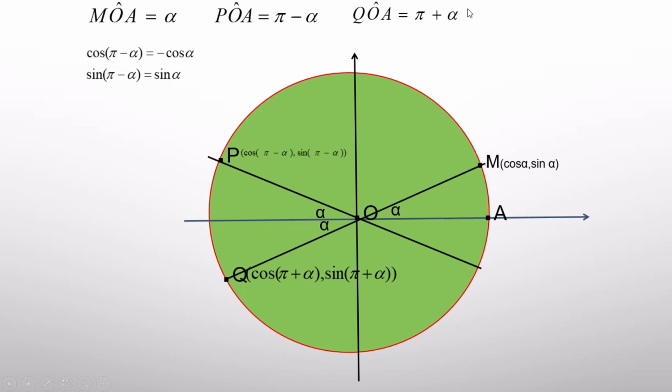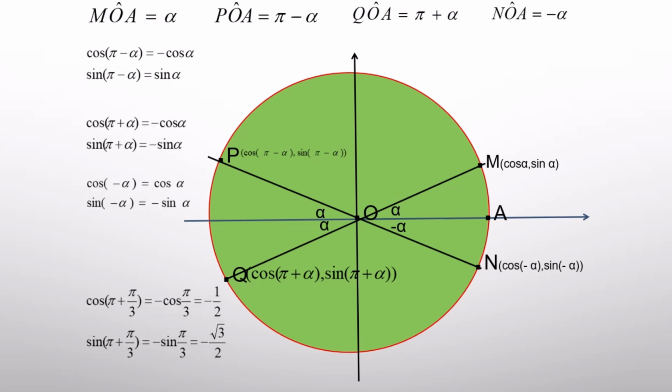Q: from A to Q we have pi plus alpha. The coordinates of Q are cosine pi plus alpha, sine pi plus alpha. Q and M are symmetric with respect to O. Then cosine pi plus alpha equals minus cosine alpha, sine pi plus alpha equals minus sine alpha. For example, cosine pi plus pi by 3 equals minus cosine pi by 3. Cosine pi plus alpha equals minus cosine alpha.